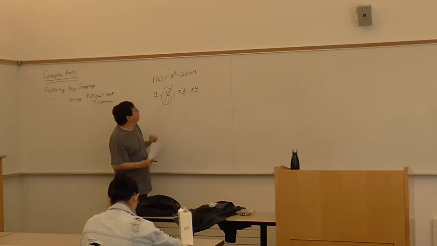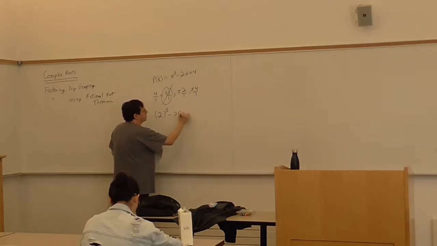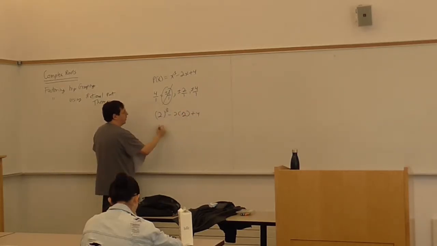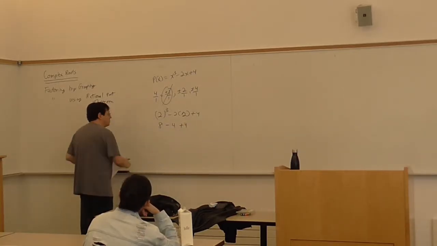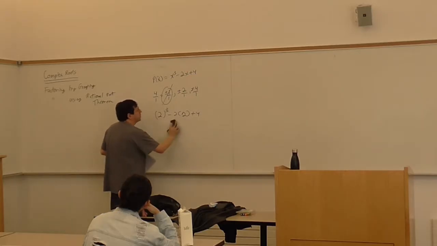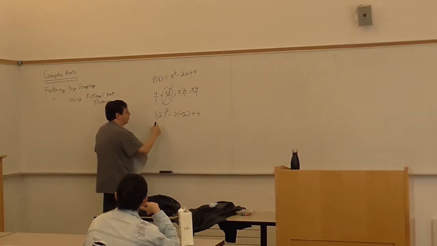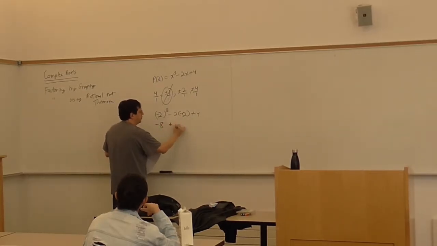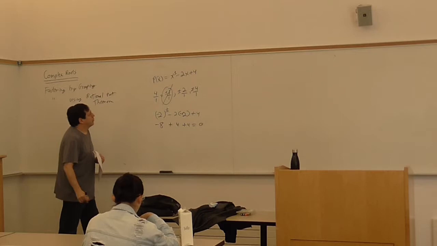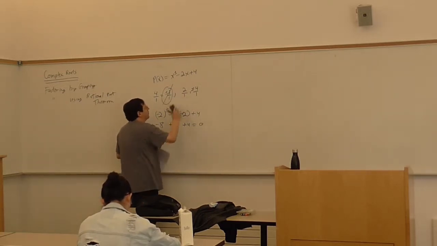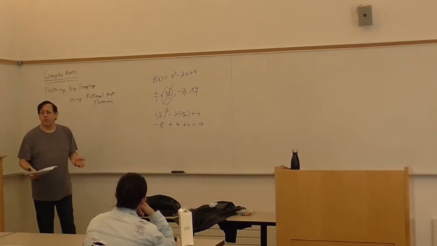We try positive 2. Since I think that's going to work, I'll even write it up here. So that's 8 minus 4 plus 4. Oh, that didn't work. Looked like it might. But then I can try minus 2. Okay, so this is minus 8 plus 4 plus 4. Aha! 0. So we know at least that minus 2 is going to be a root.